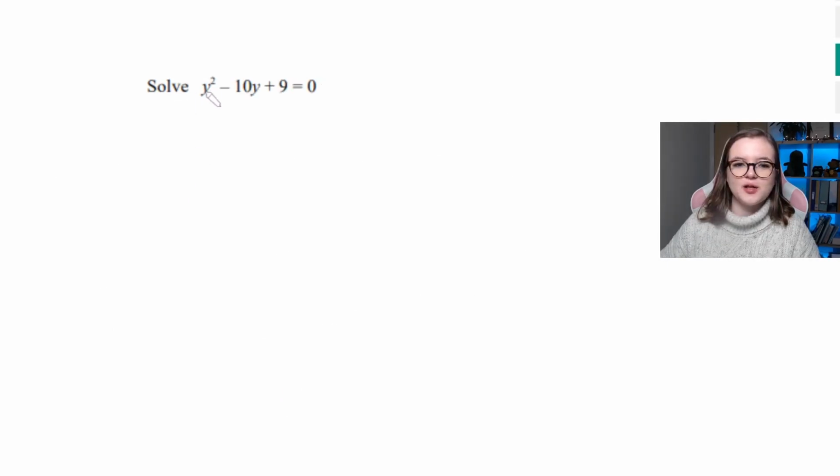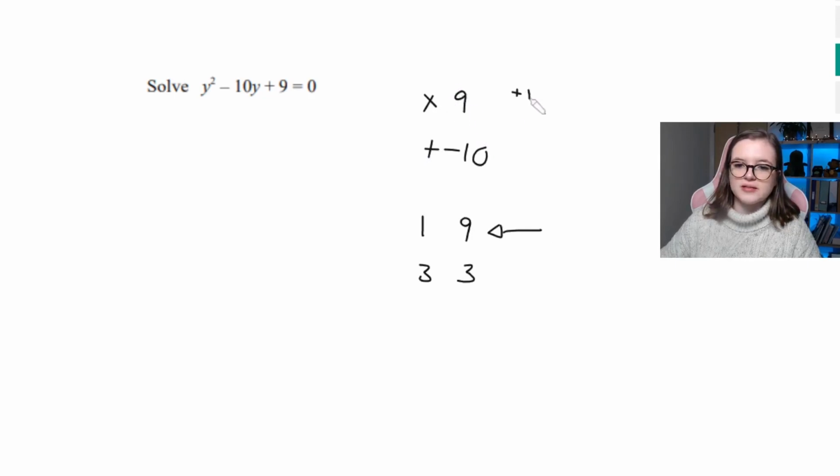Okay, next up then, solve y squared minus 10y plus 9 equals 0. So another one of those equals 0 ones, but we've seen the extra step now, so we can do that again. So first up, times to make 9 and add to make minus 10. Still the same. That's going to then be 1 and 9 or 3 and 3. But to make minus 10, we need this 1 and this 9. And then again, times to make a positive, so we either need both positive or both negative. Adding to make a negative, it's going to be both negative. Minus 1, minus 9.